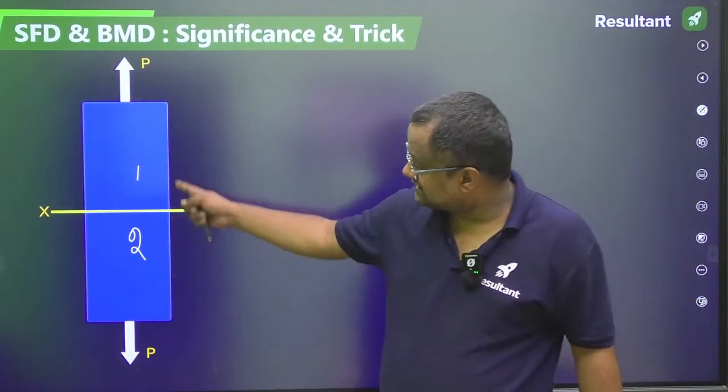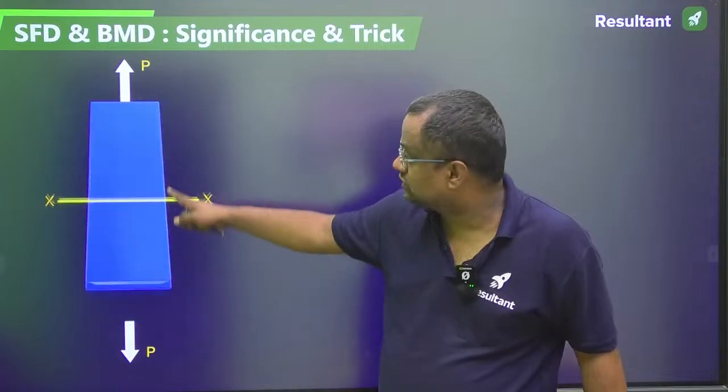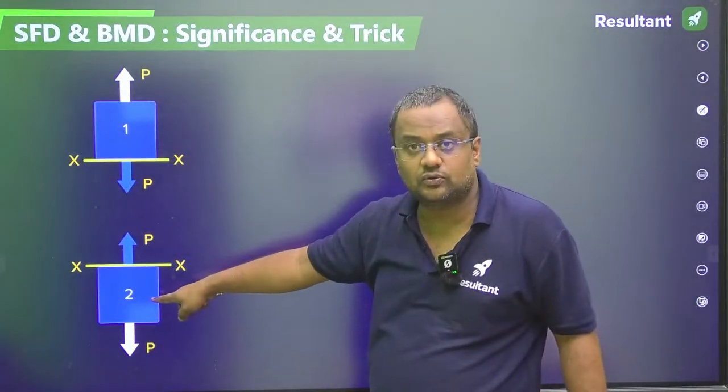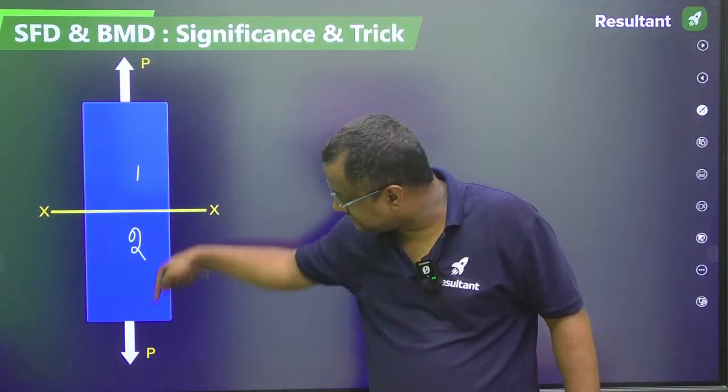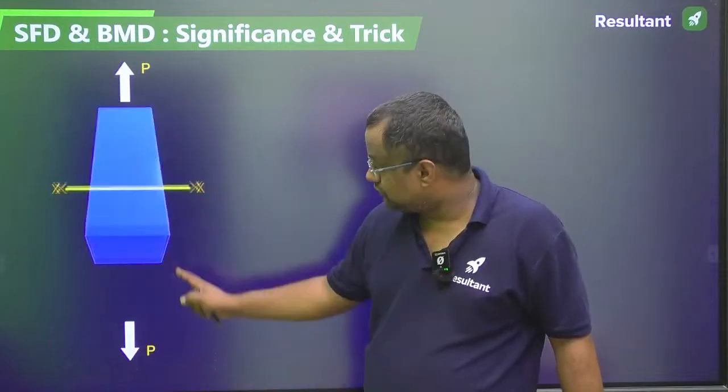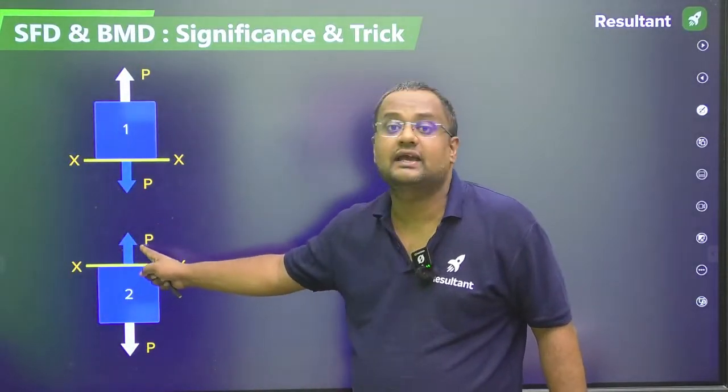So when I cut this and take part one and part two, these should also be in equilibrium. But in part two, only a downward force P is acting. Therefore an internal force P should be acting here.